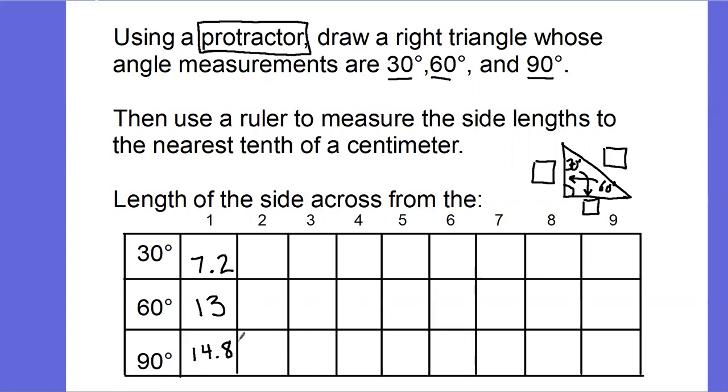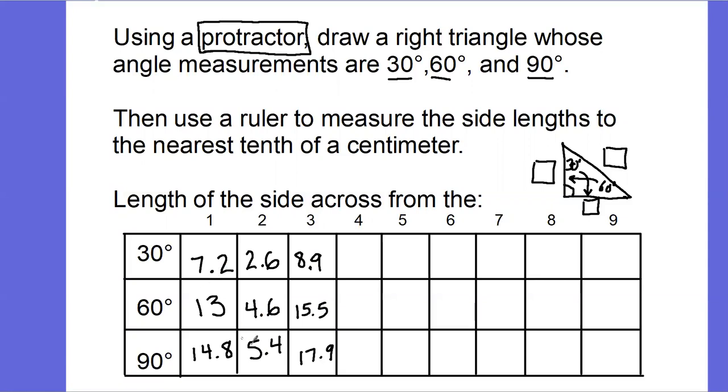A second student in the class drew a much smaller one. They said, well, across from my 30-degree angle, I have a 2.6 centimeter side. Across from my 60, I have a 4.6 centimeter side, and across from my 90, I have 5.4. And the third student that I asked said, across from my 30, I have 8.9 centimeters. Across from my 60, I have 15.5. And across from my 90, I have 17.9.